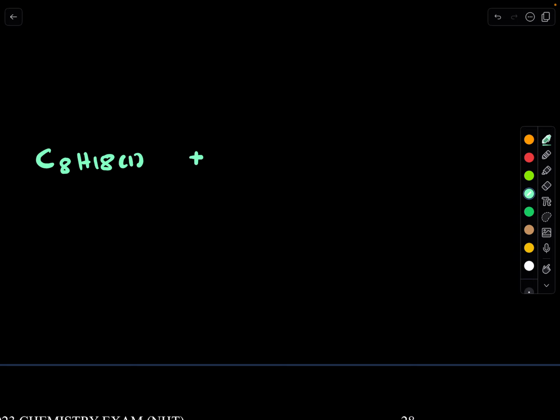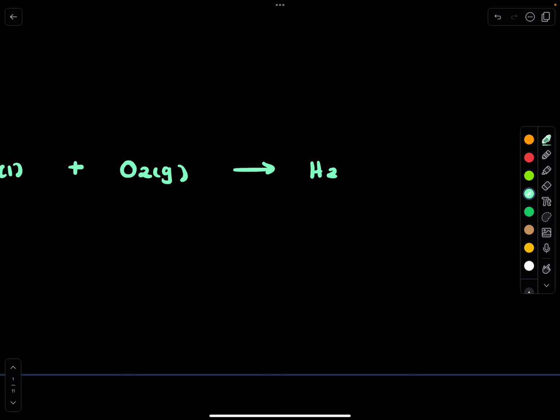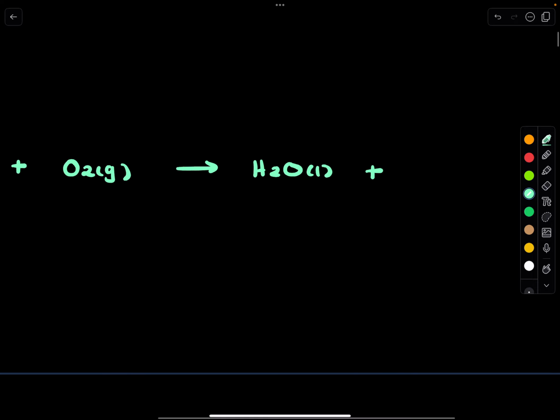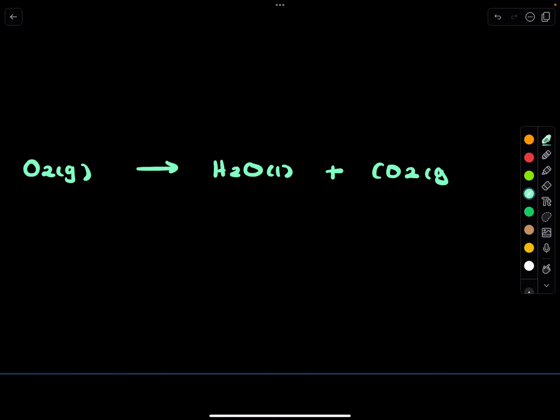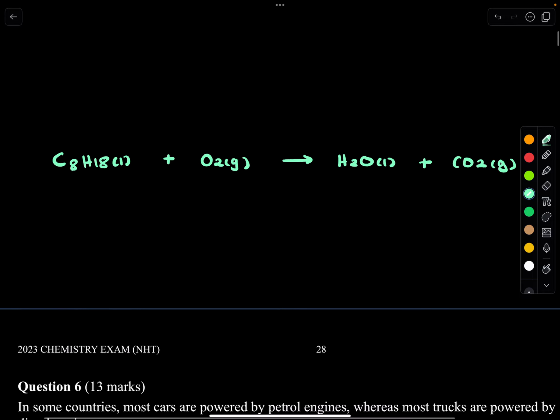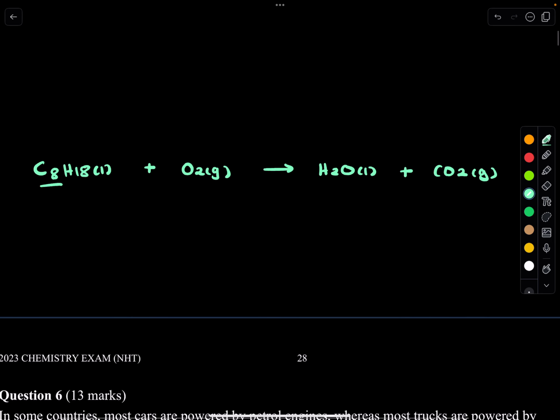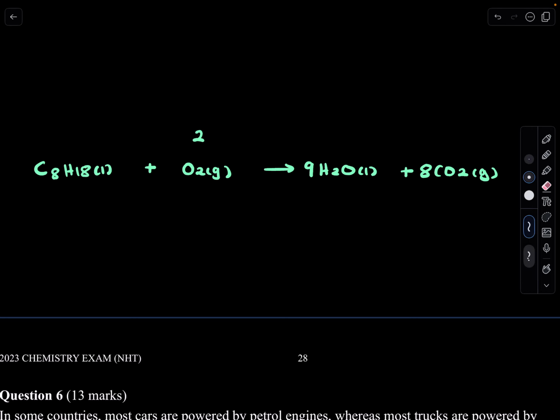When we react it with oxygen gas, it will form water, H2O. Remember, at standard laboratory conditions, water is a liquid, and CO2 is in its gaseous state. Now, let's check one thing. There are 8 carbons on the left, so we put 8 CO2 to make it the same. There are 18 hydrogens, so we put 9 H2O. Now we have 2 oxygens on the left, and on the right 9 plus 16, which is 25. So to make them equal, we put 25 over 2.